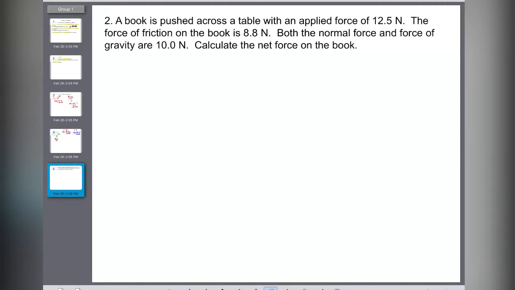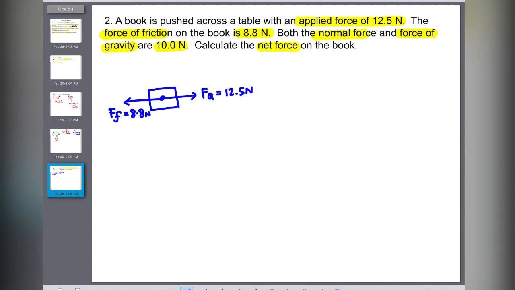Last question. A book is pushed across the table with an applied force of 12.5 newtons. The force of friction on the book is 8.8 newtons. Both the normal force and the force of gravity are 10. Calculate the net force on the book. So for this object, draw your free body diagram. It has an applied force, and I'm going to label it FA, and they tell you in the question it is 12.5 newtons. And then I have Ff, force of friction. So I'm going to write F with the symbol of lowercase f, and it's 8.8 newtons.